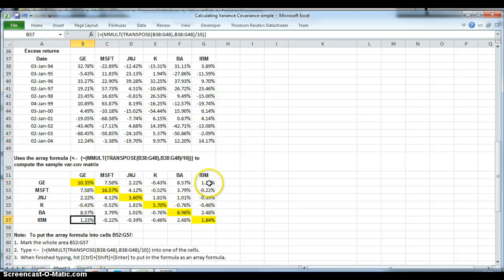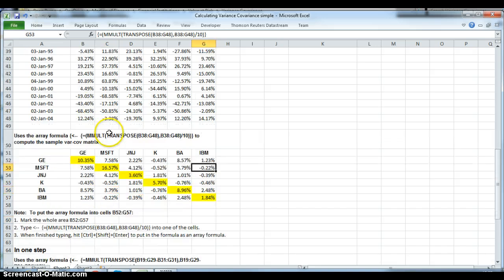So this value corresponds to this value. The covariance between Microsoft and GE, 7.58, is likewise captured in this symmetric matrix. Likewise, this will be equal to this, and so on. So this is our variance covariance matrix, and it can be used for working out details for portfolio construction, working out the variance of a portfolio, and is useful for value at risk type calculations.